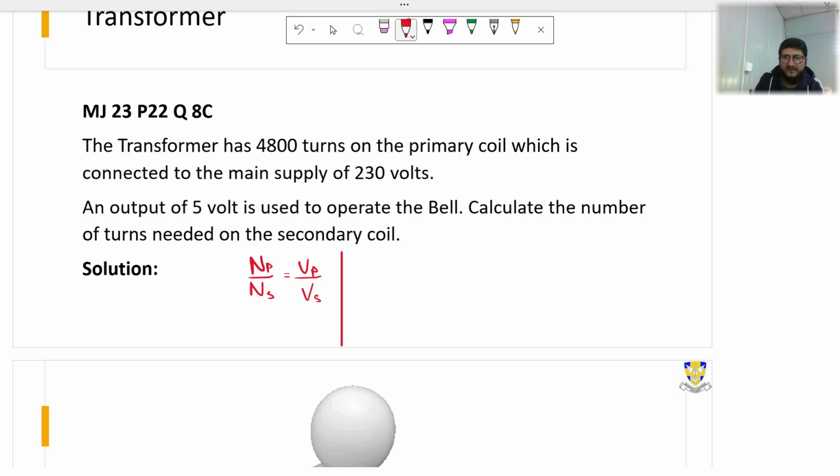So let's solve it. So over here this is the primary turns. So this is our Np and this is our Vp. Now this is our Vs and we don't know the value of Ns. Ns is unknown for us. So I'm just arranging this equation for Ns. So Ns is going to become Vs upon Vp.